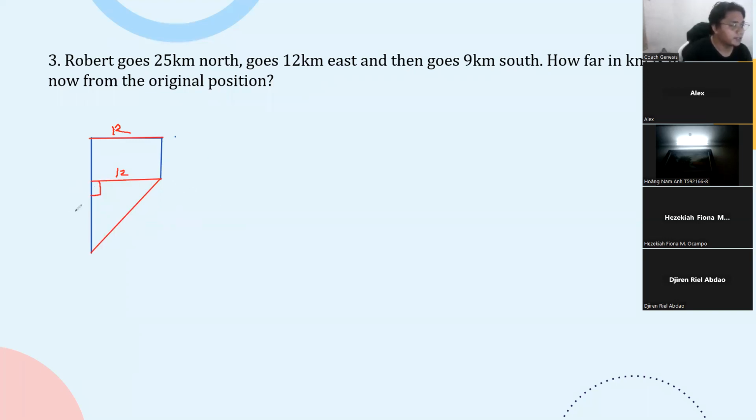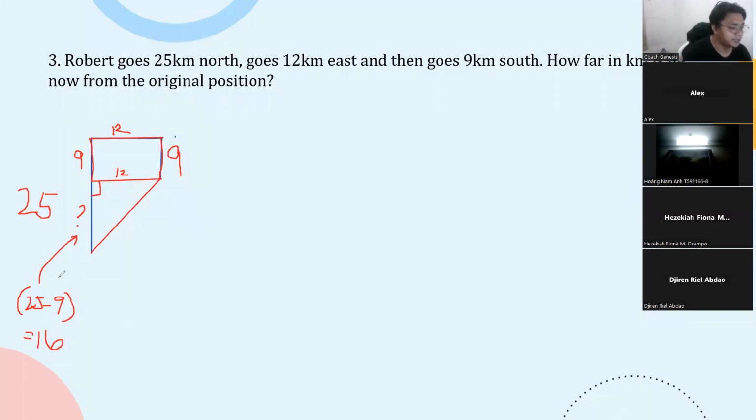Now, the problem here is, what is the length of this one? So we have 9 here, and we have a total of 25 kilometers here. So this and this right here is actually equal. So that means that this is 9. Therefore, the length for this side right here will be 25 minus 9, which is 16.